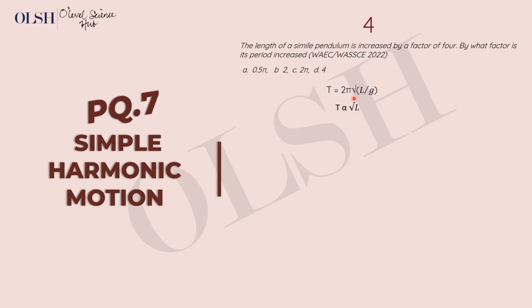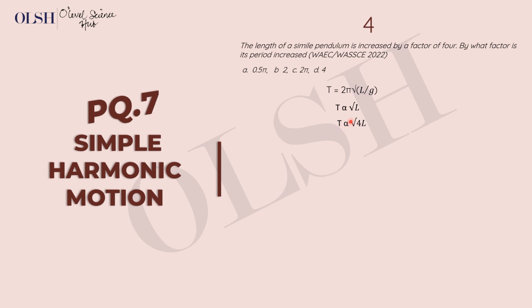So we can take 2 pi and g here to be our constants. If 2 pi and g remain constant at all times, then we know that T is directly proportional to root L. If that is the case, for us to have our length increased by a factor of 4, we know that in an equation, whatever you do to the right hand side, you do to the left hand side.